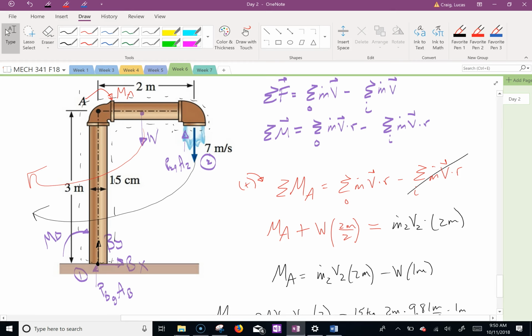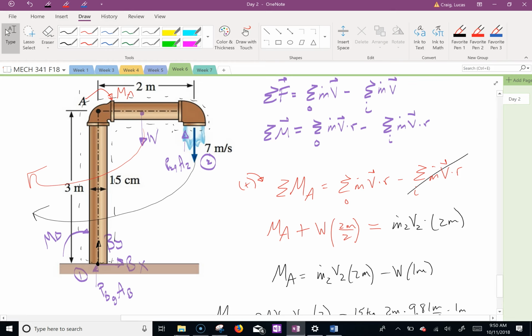Yeah. So if there was no water, maybe it would go the other way, because it would be falling down, right? If there was no water. But now it's shooting out, this wants to bend this way, but that moment's holding it there.